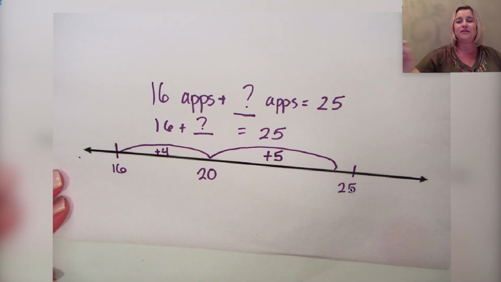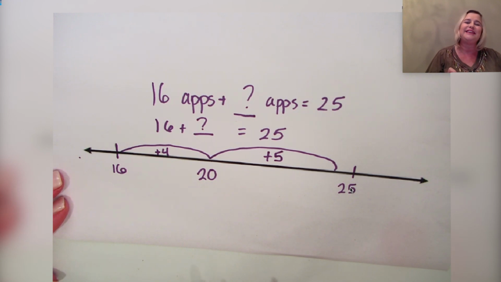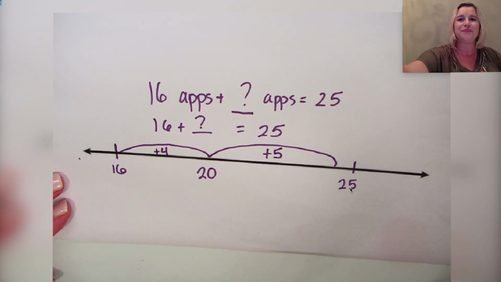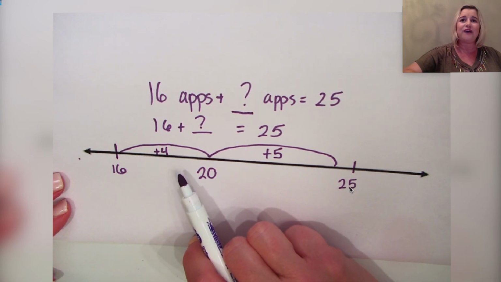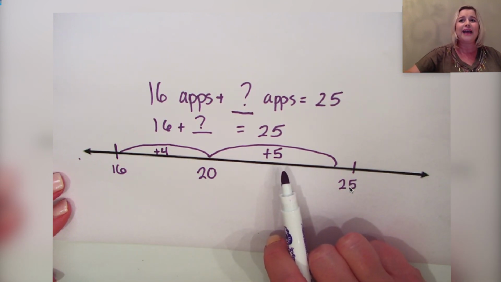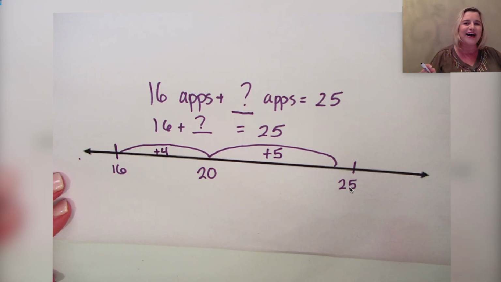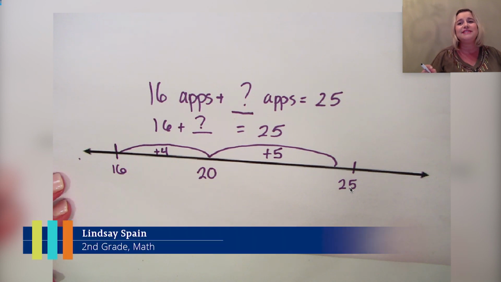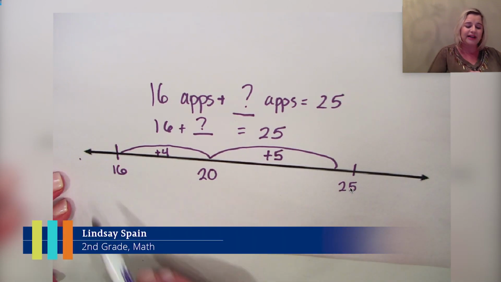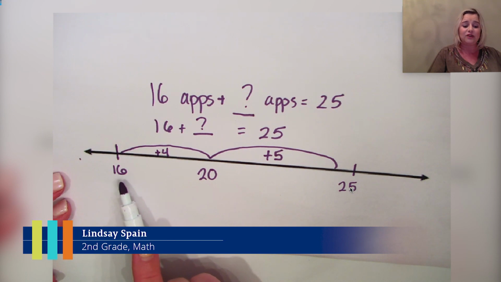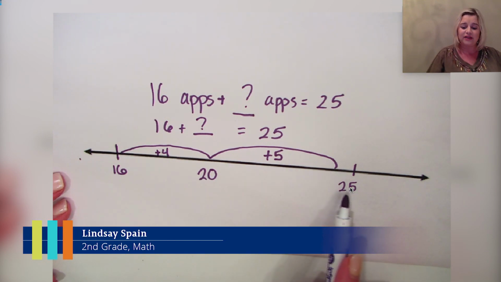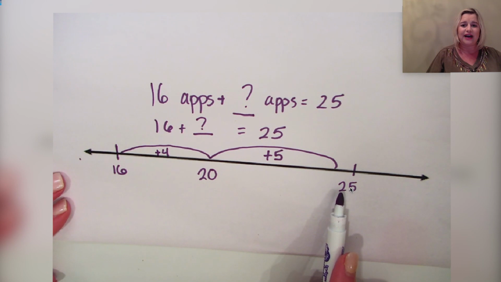We can figure out the missing number or add-in by counting how many spaces we added on to get from the beginning number to the end. So let's look at the model. We added 4 spaces here and 5 spaces here. We added a total of 9 spaces because 4 plus 5 equals 9. We can check to see if the model is correct by starting at 16, then adding 4, and then adding 5. Our sum should be 25.